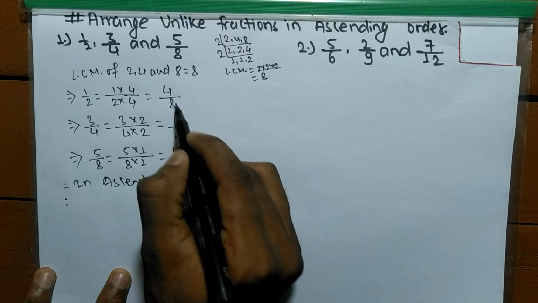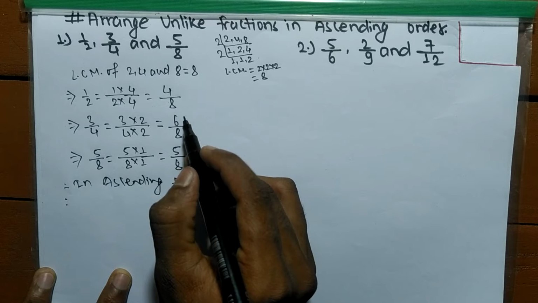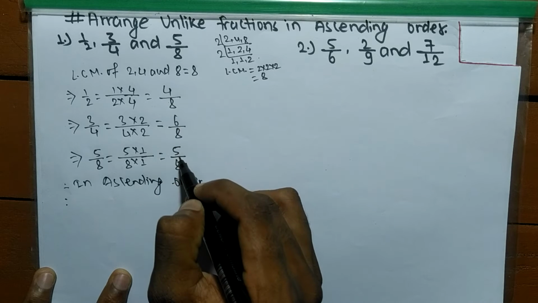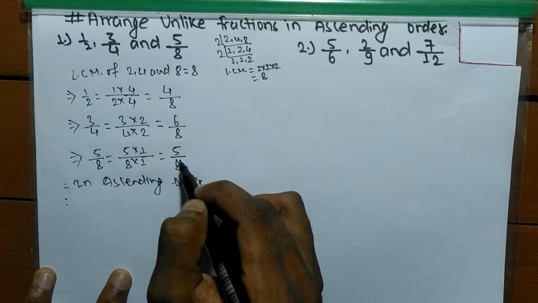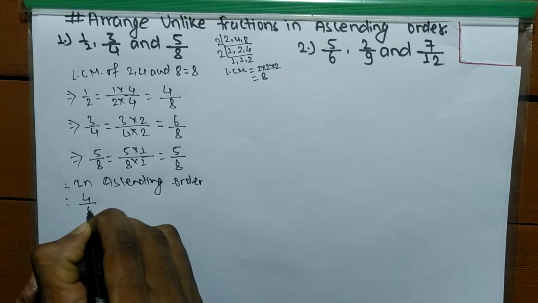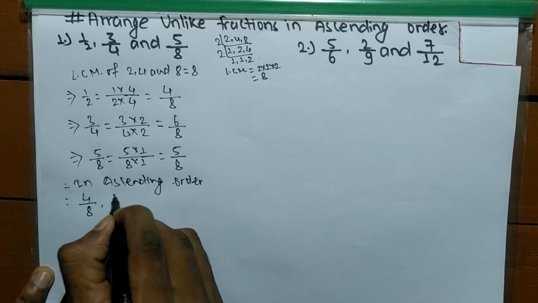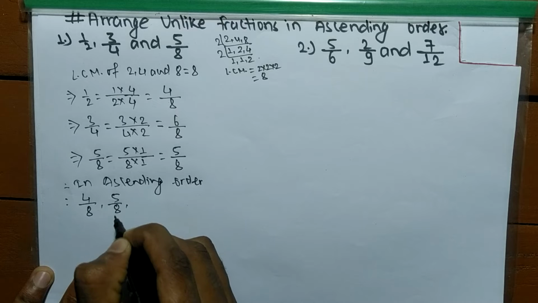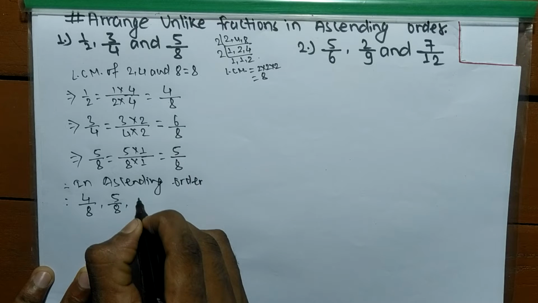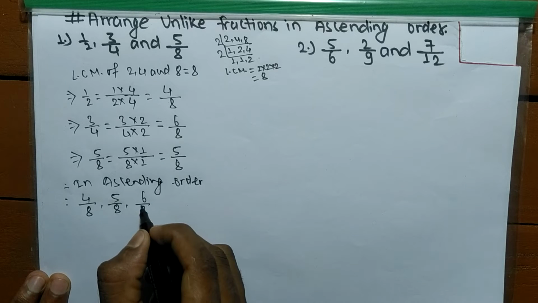The denominator 8 is the same, and in the numerator we have 4, 6 and 8. Wait, 4, 6 and 5. Among 4, 6 and 5, 4 is the smaller one. So we can write 4 by 8. Likewise, greater than 4 is 5, so it is 5 by 8. Greater than 5 is 6, so it is 6 by 8. So it is in ascending order.